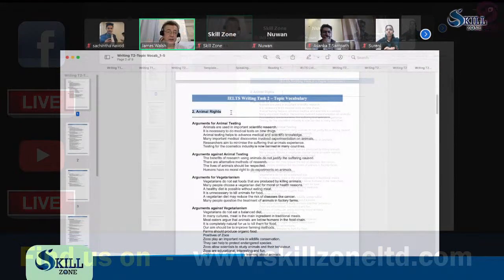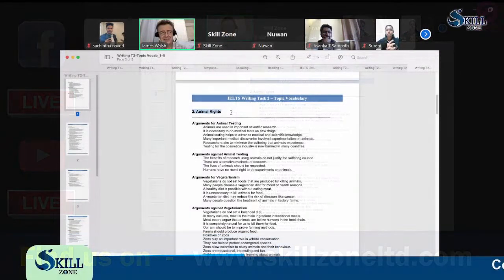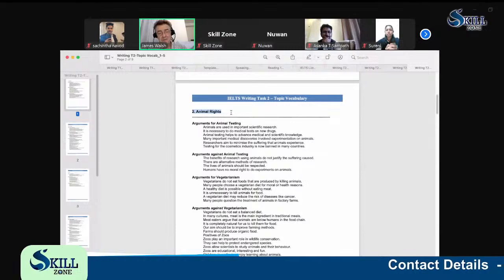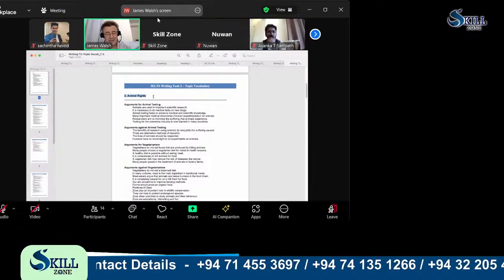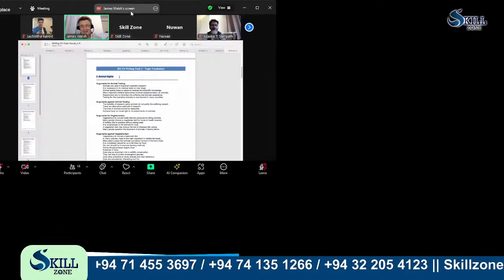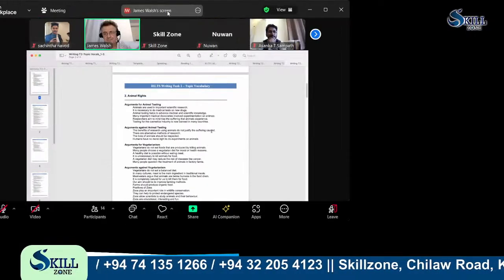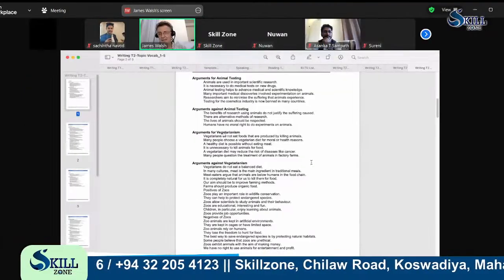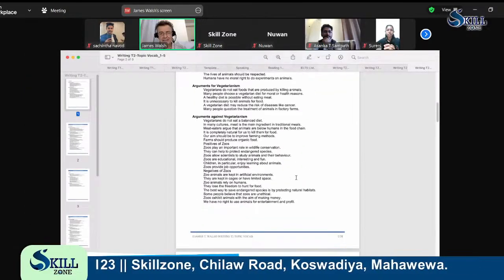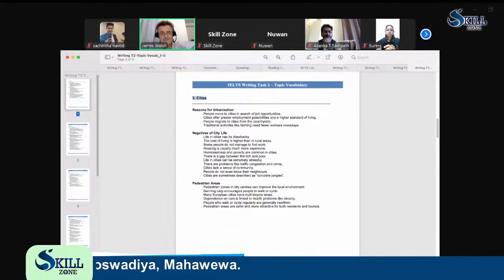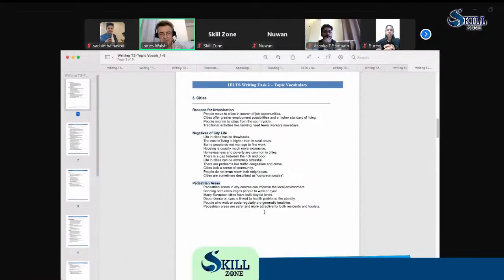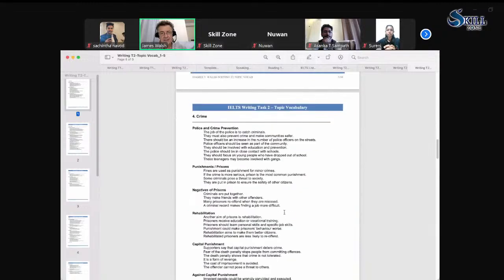Now, in Sri Lanka, I appreciate animal rights isn't maybe a big issue, but in the West, Europe, Britain, North America, and the English-speaking world particularly, it's a big issue. People campaign and all kinds of things. And cities, well, we all know about cities. Reasons for urbanization, negatives, pedestrian areas, and so forth. And so it goes on.